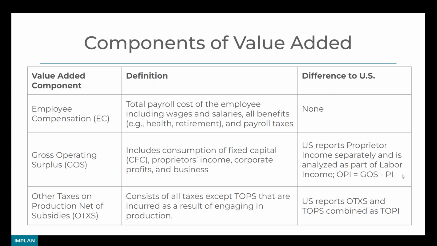Gross operating surplus, again, includes the consumption of fixed capital, proprietor's income, corporate profits, and business taxes. As there is no way to separate proprietor income from gross operating surplus, it is not treated as part of labor income in the international product and will not generate any induced effect. There are no differences between the international product and US-based products for employee compensation.